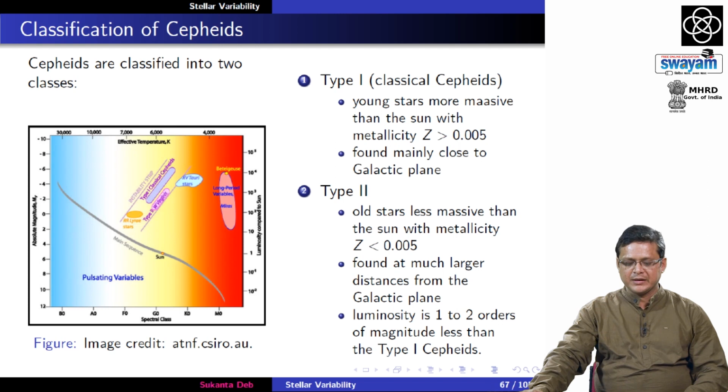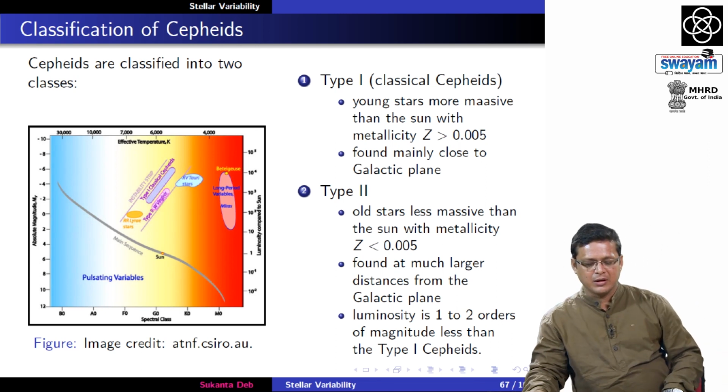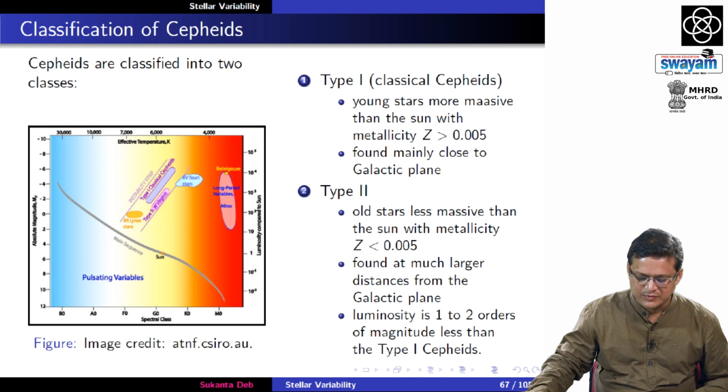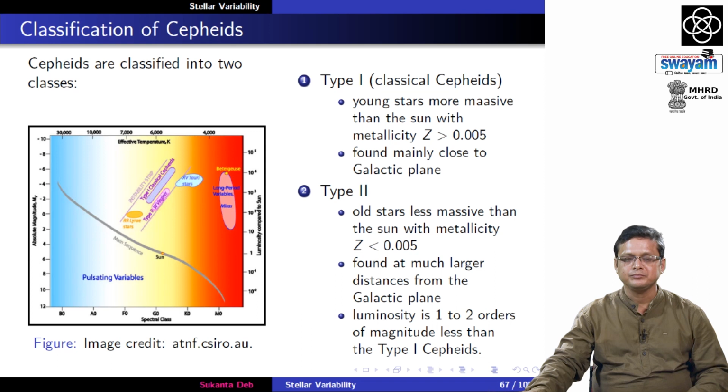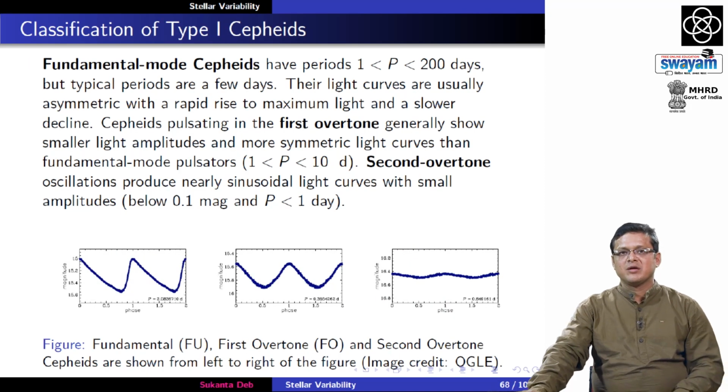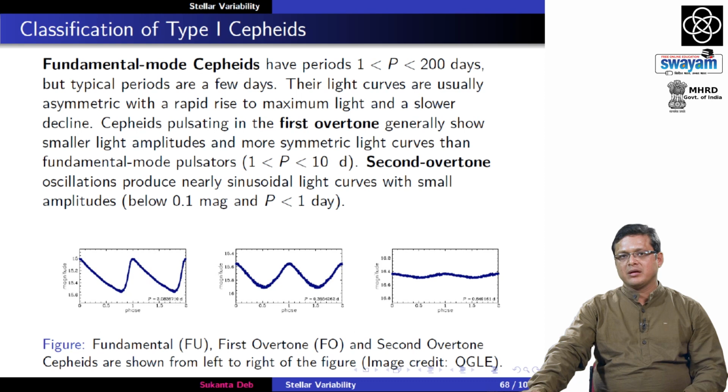So, here in the HR diagram we can see that the type 1 Cepheids are located in the instability strip, whereas the type 2 Cepheids are located below the type 1 Cepheids. Fundamental Cepheids are one of the classifications of type 1 Cepheids. Type 1 Cepheids are classified into different classes depending on which mode they are oscillating. Fundamental mode Cepheids have periods of the order of 1 to 200 days, but typical periods are a few days.